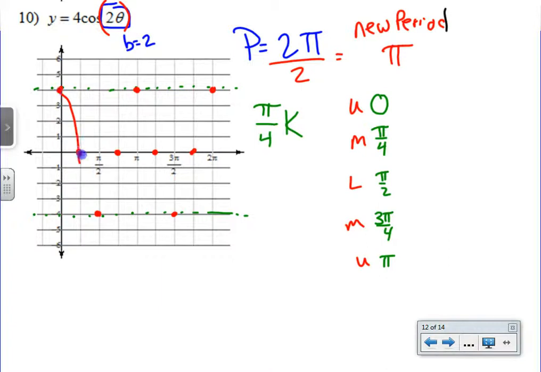Okay, let's see how bad I can do this one. How many cycles did you get through by the time you got to 2 pi? Let's see, 1 cycle, 2 cycles. Is that what we were supposed to do? Yeah, we're good.